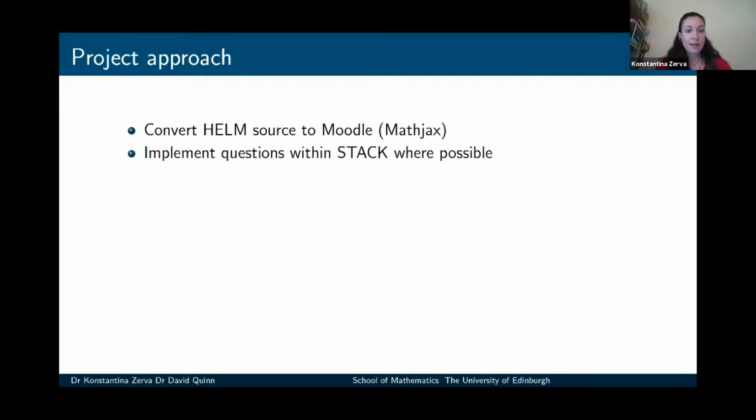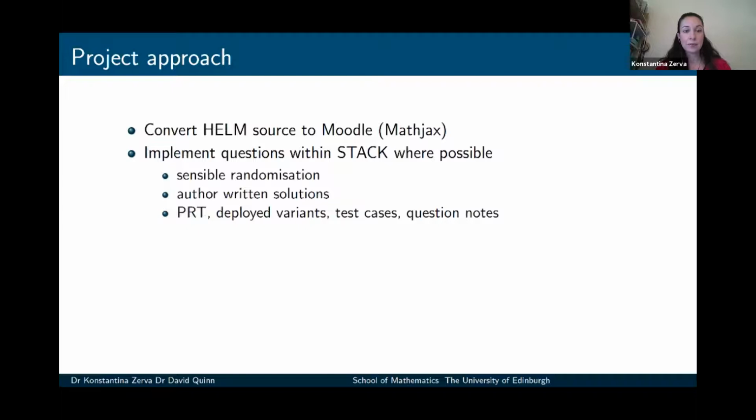And then they implemented questions within Stack. And where possible, they added sensible randomization. So we had the HELM static question and the students tried to add randomization, so that some versions of the same question would have the same difficulty.